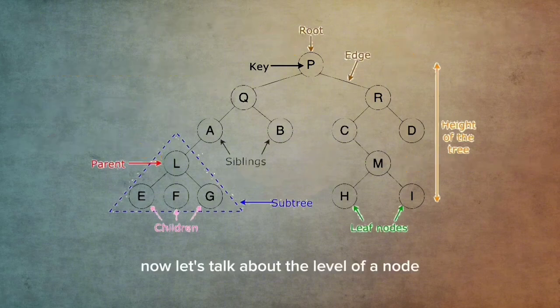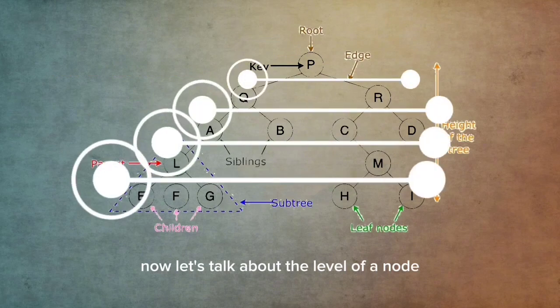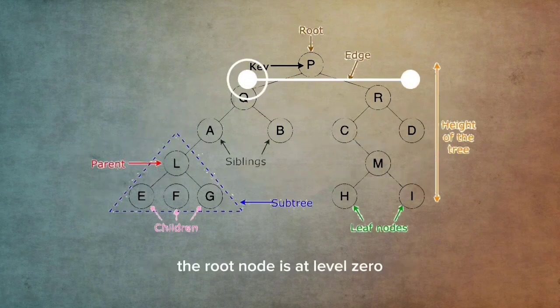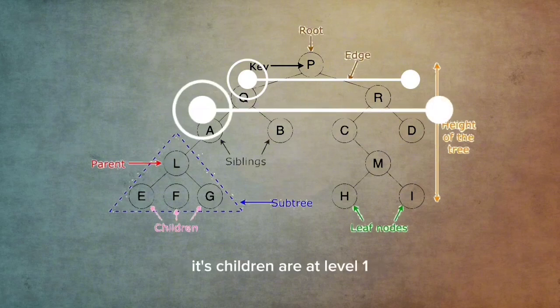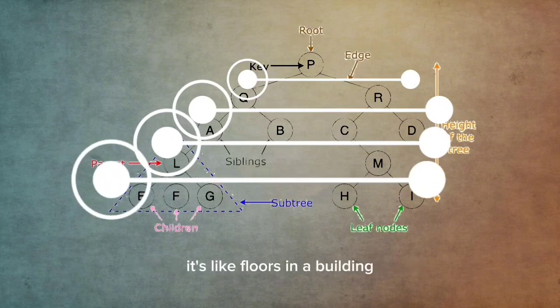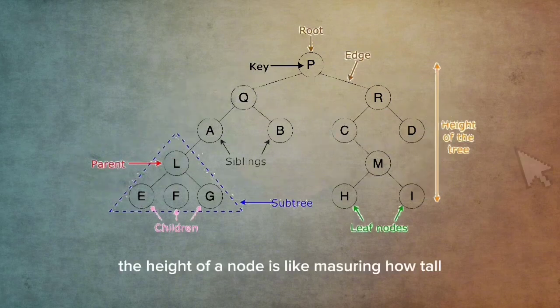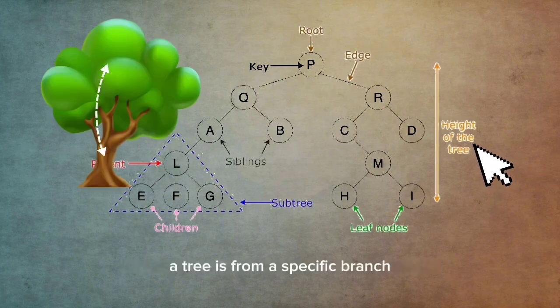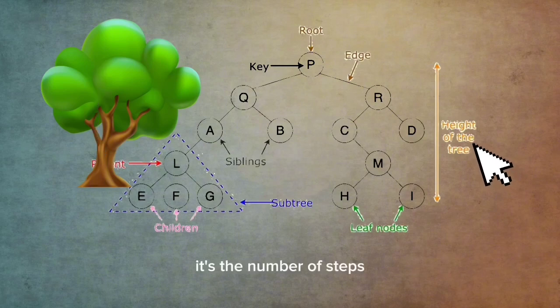Now, let's talk about the level of a node. The root node is at level 0. Its children are at level 1, and their children are at level 2, and so on. It's like floors in a building. The height of a node is like measuring how tall a tree is from a specific branch. It's the number of steps from that branch to the furthest leaf.